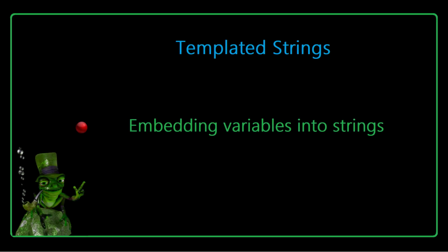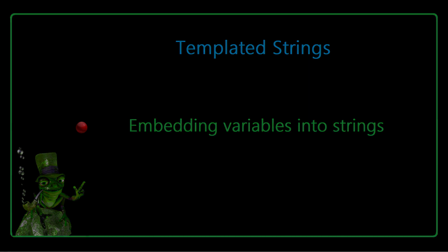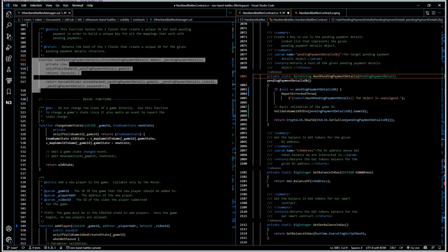I'm going to take a moment to tell you about templated strings. Templated strings make it easy to embed variables into strings in C# so that you don't have to concatenate many little strings together. Here is the hash pending payment details function again. As you can see, I have added an if statement that will call report error and throw if the pending payment details object passed to us is null.